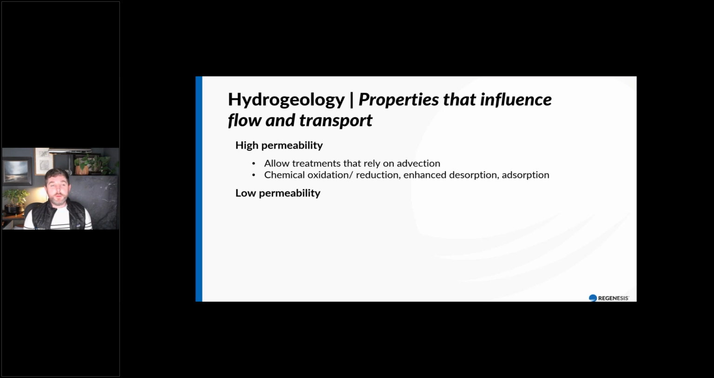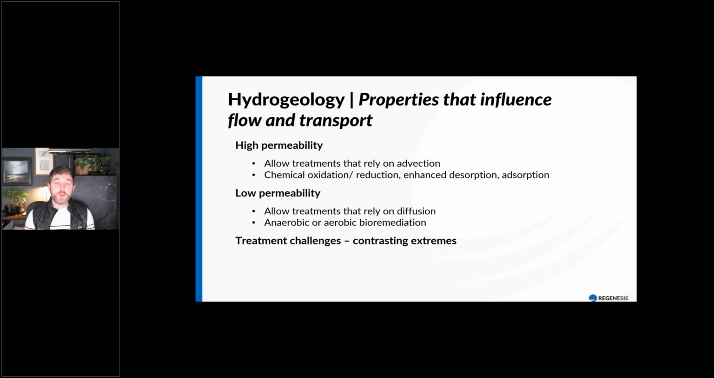Sites where you have low permeability, so sites where perhaps you have clays. Now, I would say if you think you've got a site with low permeability, but you have a plume, that permeability might be a bit higher than you might be anticipating. But you can use treatments in clay. So you can use treatments that rely on diffusion, like the introduction of electron donors or acceptors that can just diffuse through a porous medium. Where there are treatment challenges, it's where you have contrasting extremes, and this is where you have problems around back diffusion. But these can also be overcome using barriers and so on.